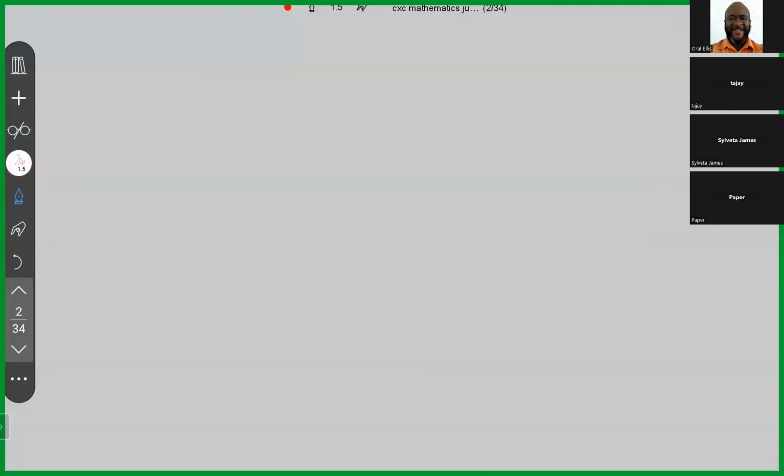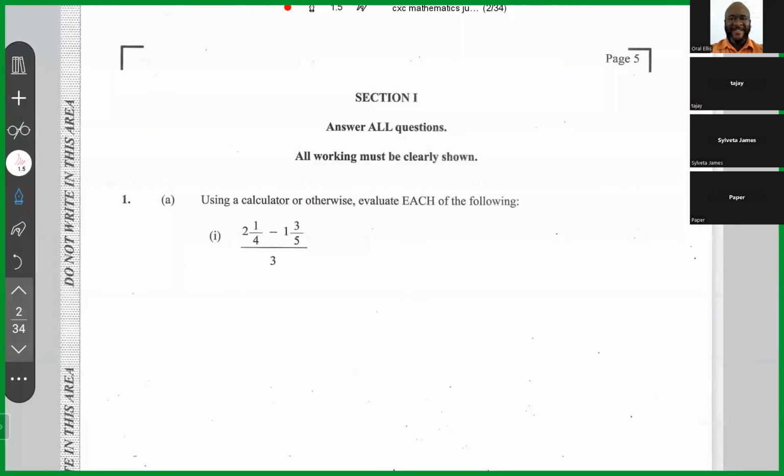All right, guys. So we're doing the May-June paper 2, May-June 2019. So let's start. Question number 1A says, using a calculator or otherwise, evaluate each of the following. So we're going to work this out.